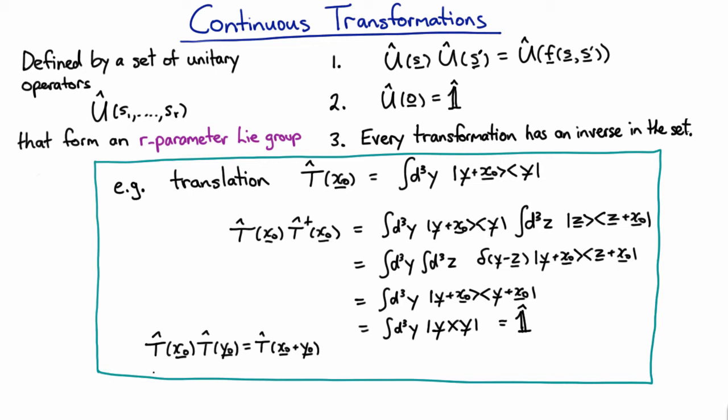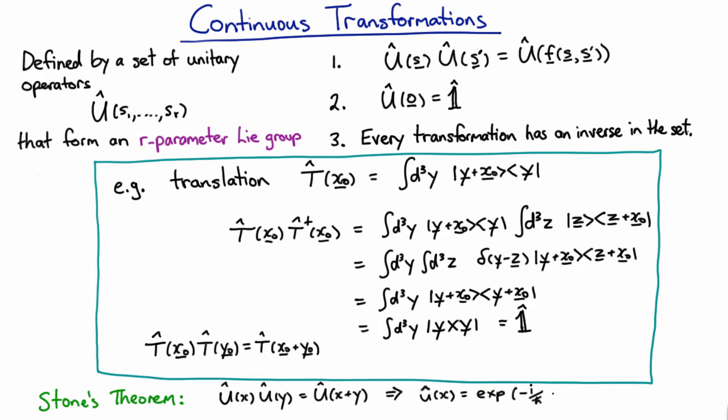Now there's a theorem called Stone's theorem that says that any unitary operator that obeys this kind of property can be written as the exponential of its parameter times some operator, and that operator is known as the generator. And indeed, generators are very important in discussing symmetry, so let's go into a little bit more about that right now.